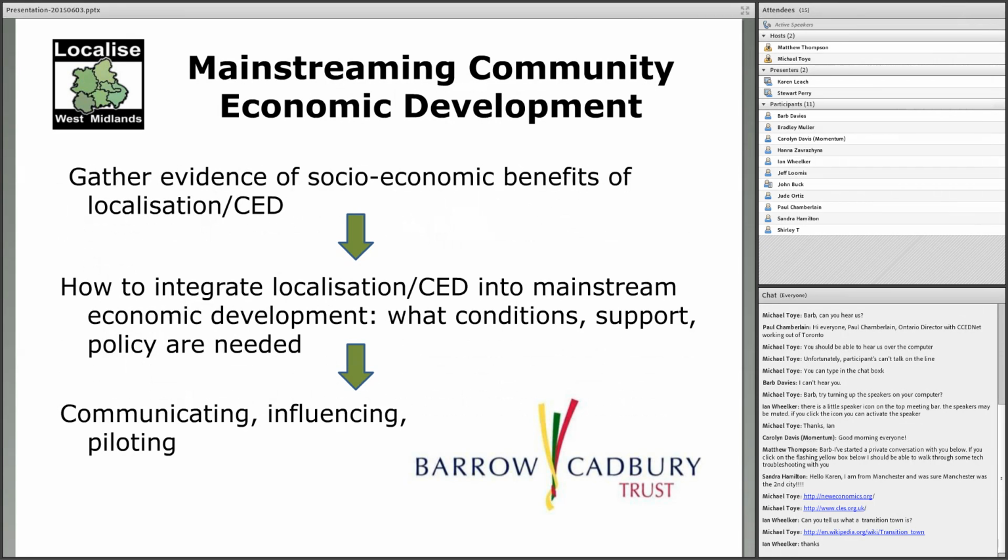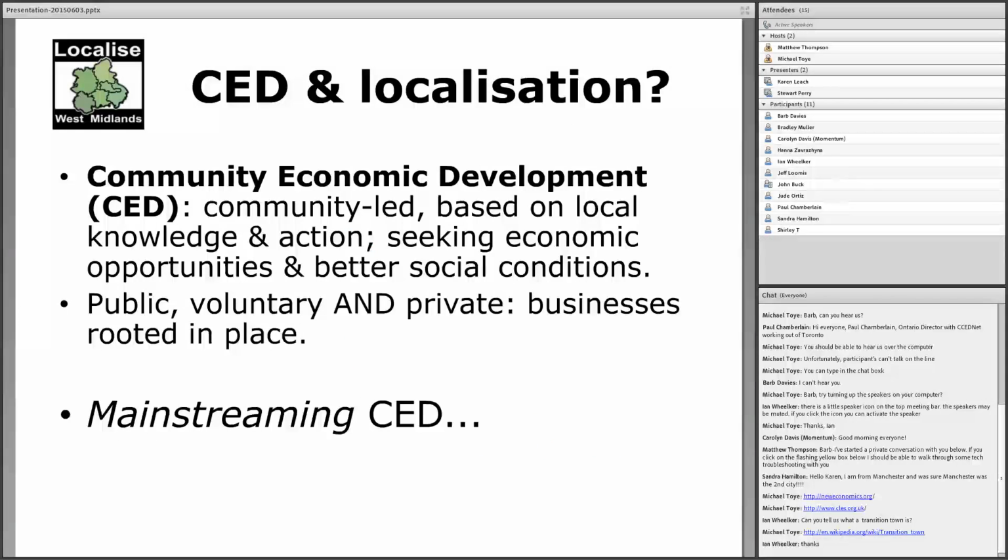In terms of the terminology, I think you'll notice that we're using the terms localisation and community economic development together. And we've been a bit creative in our definition making, I suppose. What we wanted to do was make sure that we weren't only looking at community-led economic development involving residents and community organisations, but also at the private sector economy, because that provides most of our livelihoods, and it's the thing that politicians and civil servants and unions and business organisations see as important.